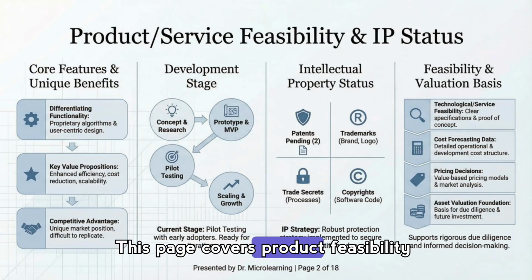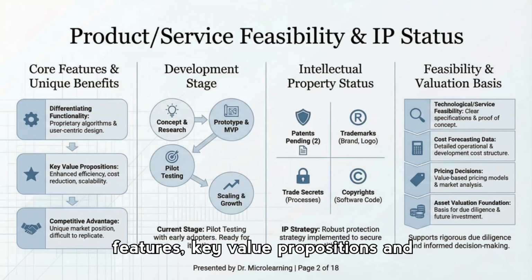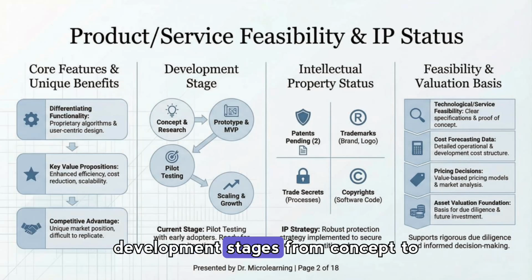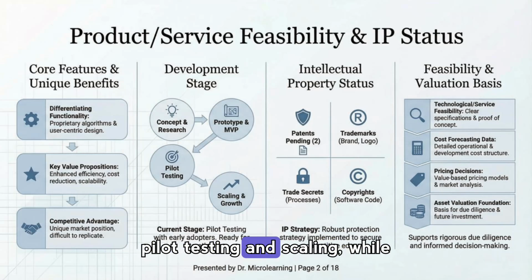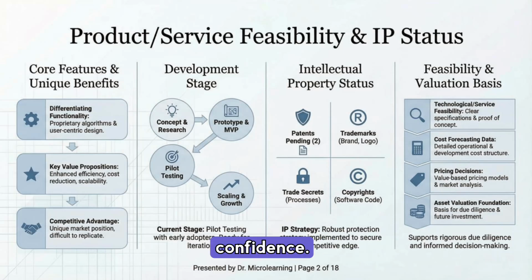This page covers product feasibility and IP status by mapping core features, key value propositions, and competitive advantages to development stages from concept to pilot testing and scaling, while showing patents, trademarks, and trade secrets as part of an IP strategy. The visual supports due diligence and explains how feasibility informs valuation and investor confidence.